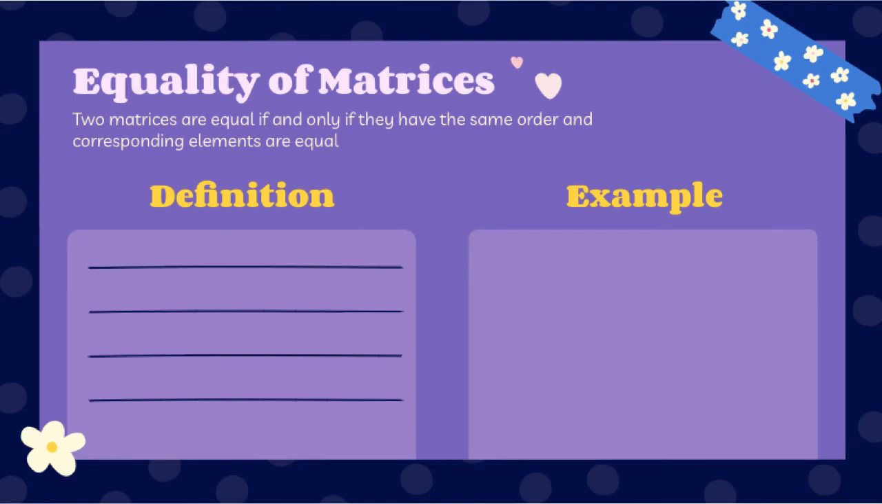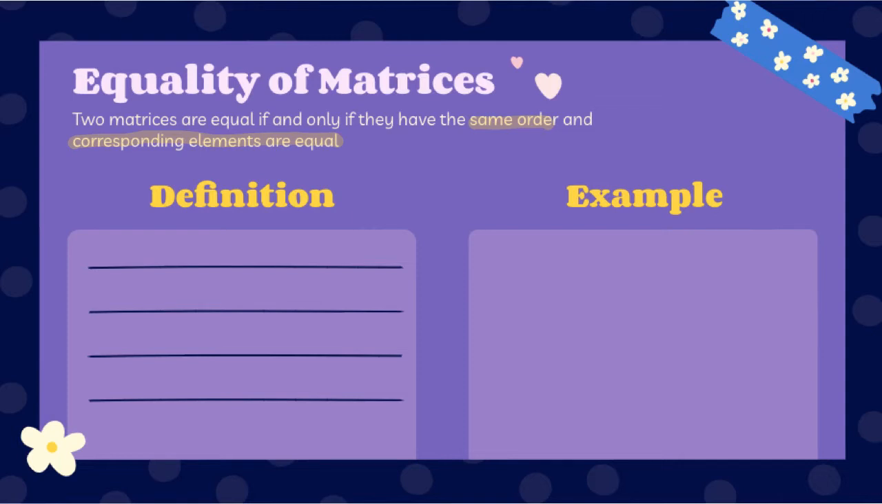Equality of matrices. Two matrices are equal if and only if they have the same order and corresponding elements are equal. So let's take a look at the formal definition and then we'll look at some examples.